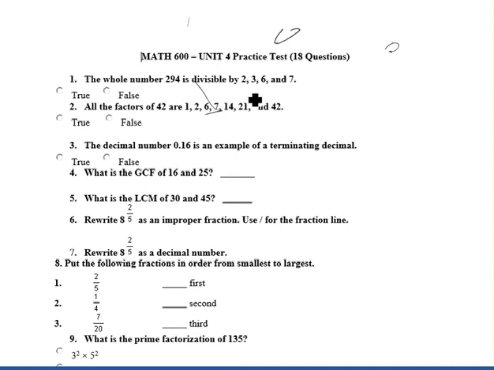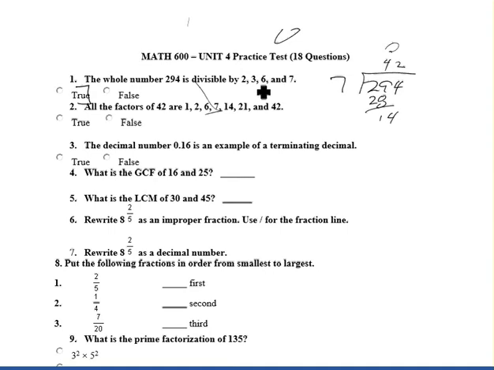And then, is it divisible by 6? If a number is divisible by 2 and 3, then it's divisible by 6. So I know it's divisible by 6. And then the question, is it divisible by 7? I just do long division. 7 goes into 29 4 times. 4 times 7 is 28. Bring down a 1, and 7 goes into 14 twice. So all of those are true. It goes into 2, 3, 6, and 7.